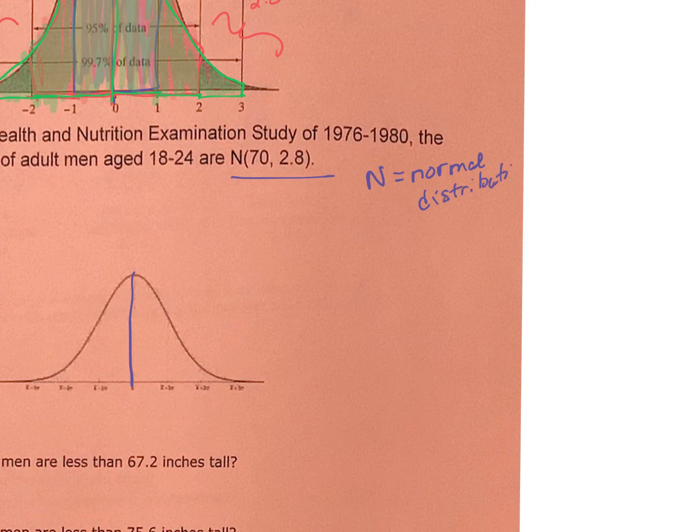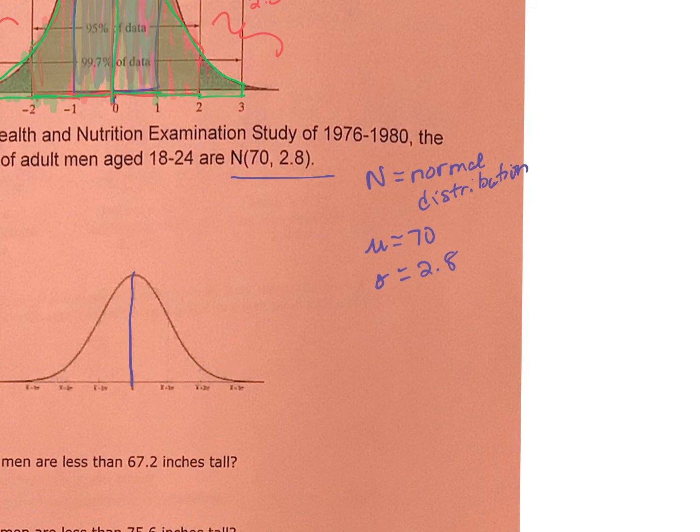Is the 70 the average and then the 2.8 is the standard deviation? There you go, Alex, perfect. So the 70 is our mean, and our standard deviation is that 2.8. That's what that means. So 70 is our mean, 2.8 is our standard deviation.